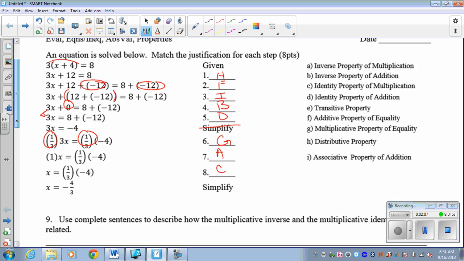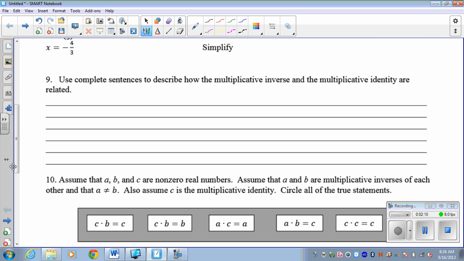Alright, scooting on down. We want to know, how is the multiplicative inverse and the multiplicative identity related? Well, the idea is that any number times its multiplicative inverse yields the identity.